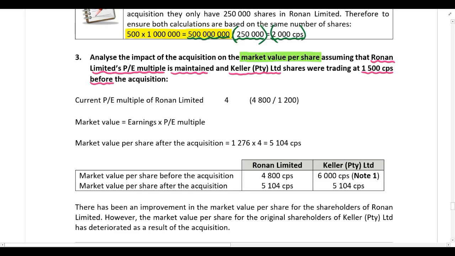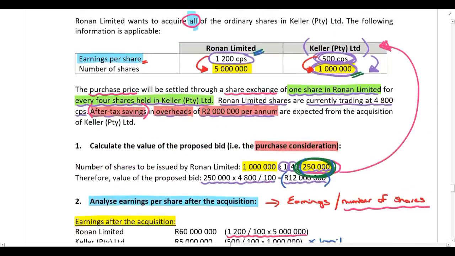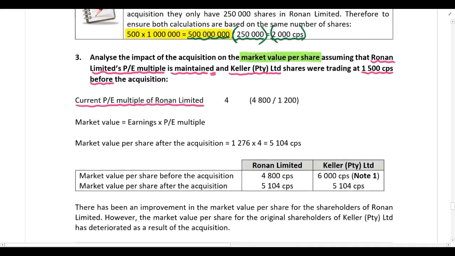All right, so if Ronin Limited's price earnings multiple will be maintained, let's just calculate what their current price earnings multiple is. So remember, we calculate the price earnings multiple by taking their share price and dividing by their earnings. So before the acquisition, they had a price earnings multiple of 4, and that is going to be maintained. So how do we calculate a value using price earnings multiples? You just take earnings, you multiply by the price earnings multiple, and that will give you the market value.